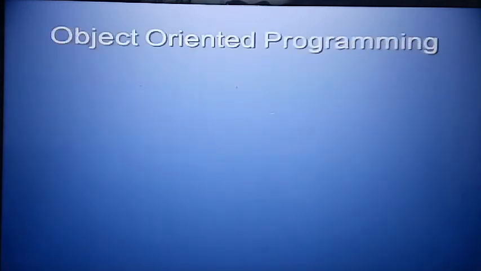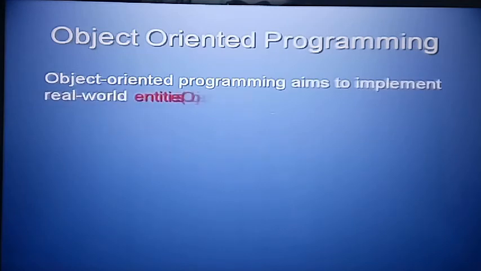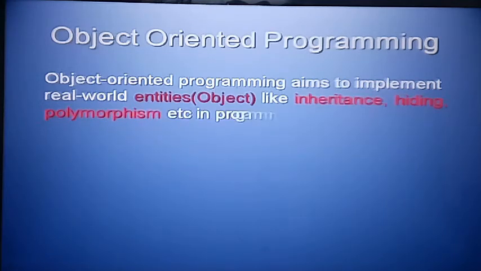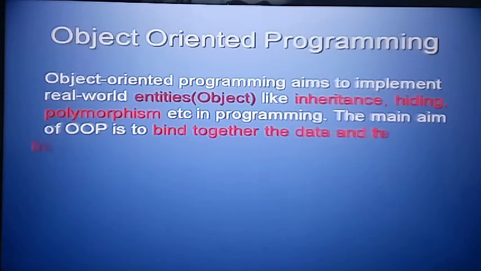After that I will discuss object oriented programming. Object oriented programming aims to implement real world entities. Real world entities means objects, with concepts like inheritance, hiding, polymorphism, etc. in the programming. The main aim of OOPS is to bind together the data and functions. It means binding the data and functions in a single unit, and after that giving security to the program.